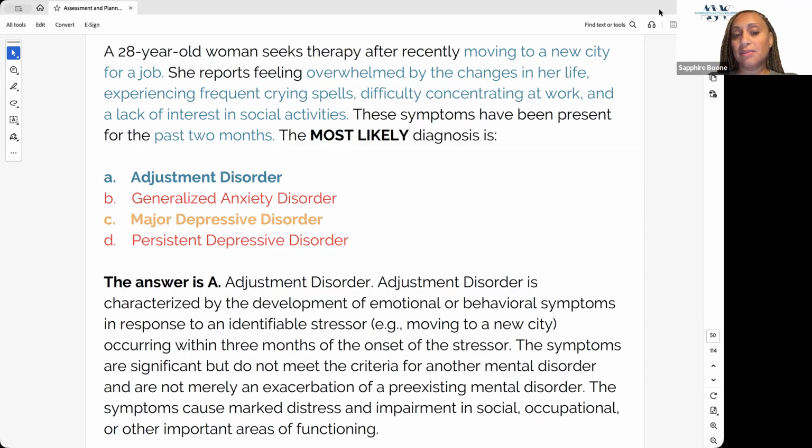The symptoms are significant, but they're not necessarily meeting the criteria at this time for another mental health disorder. Like it's not meeting the criteria for any of our depressive or anxiety disorders. The symptoms have caused some distress and impairment in some areas of functioning, which is part of the criteria for adjustment disorder.